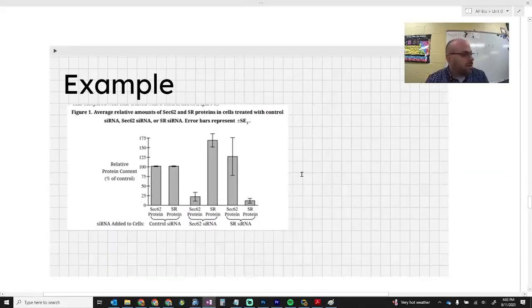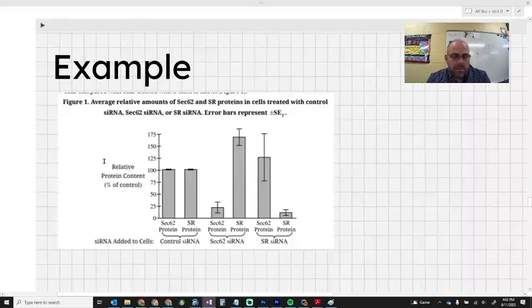So here's a couple of examples to look at. This is actually taken from the 2025 FRQ. I don't have any questions associated with it, but I like this example because this stuff is not common sense, right? siRNA, section 62 siRNA, it's not normal things, but it doesn't really matter, because you can look at these error bars and see that there's not a significant difference between SR protein, section 62 siRNA, and section 62 protein and siRNA, because the error bars overlap.